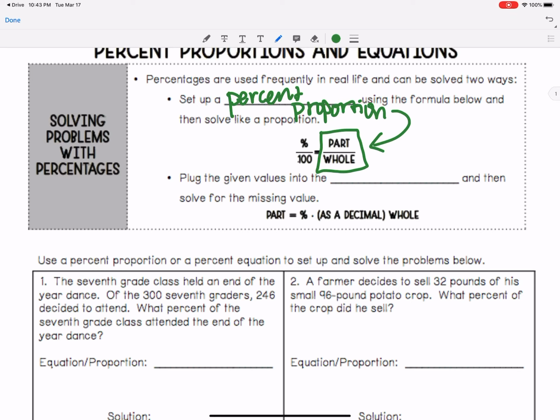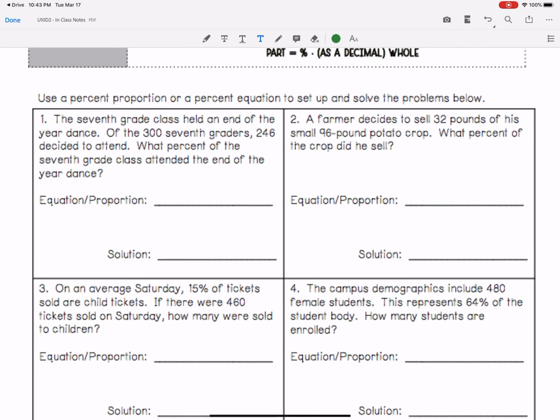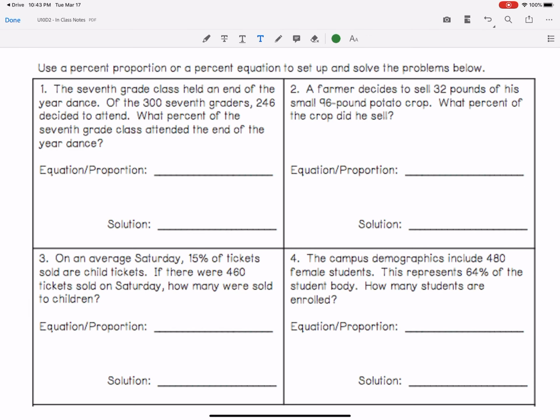So first step, plug in the given values into the percent equation, and then solve for the missing value. So just so you know, the part is going to equal a percentage or as a decimal or whole. So we'll talk a little bit more about this. Let's go ahead and try out the first problem. It says use a percent proportion or a percent equation to set up and solve the problems below. So here's our first question.